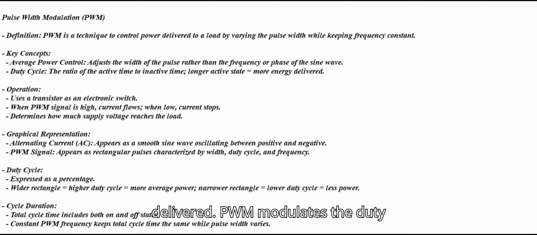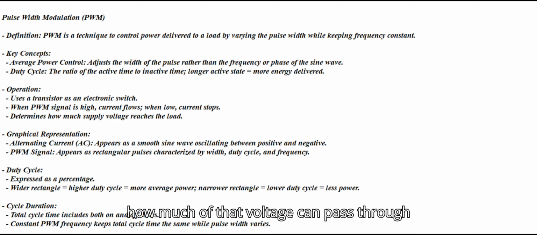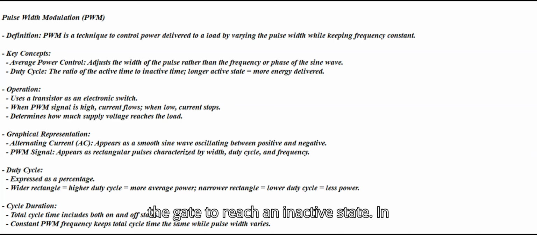PWM modulates the duty cycle of a switch, usually a transistor, adjusting the ratio of the time the voltage is on compared to when it's off. With PWM, you're not adjusting the voltage directly. Rather, you control how much of that voltage can pass through the gate to reach an inactive state. In this context, a transistor acts as an electronic switch, allowing current to flow when the PWM signal is high and stopping it when the signal is low.